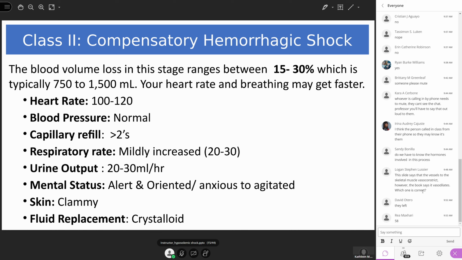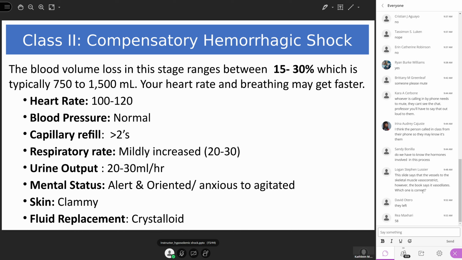The urine output can be normal, but maybe it's slightly decreasing. And their mental status is alert and oriented. Maybe they're anxious, a little agitated. Skin's getting a little clammy. And again, at this stage, the fluid replacement would be crystalloid.